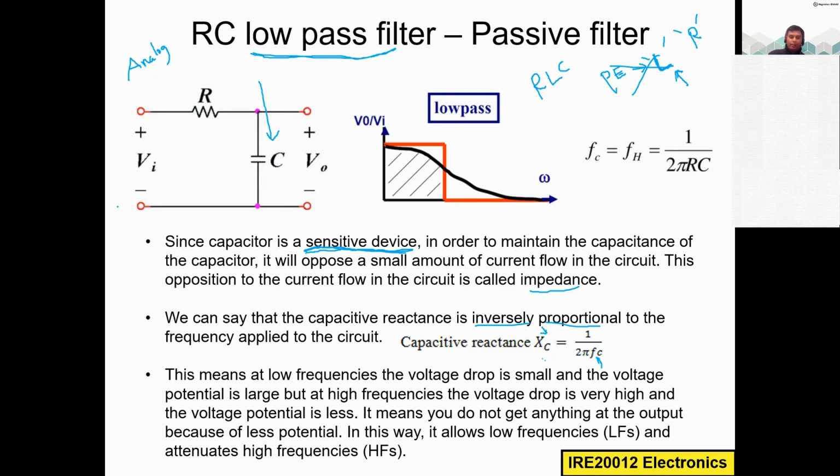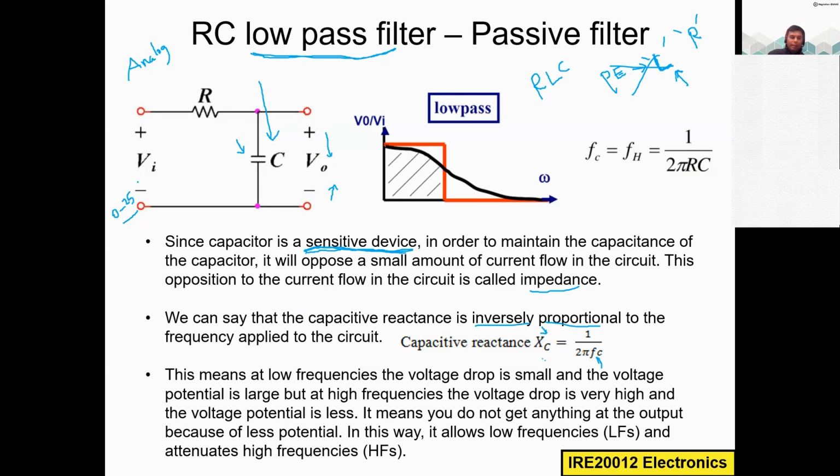So you are applying here. Now we will take the same example that we had seen just before, 0 to 25 kilohertz. So let us say this is the low frequency. At the low frequency, remember here, the voltage potential is very large across the capacitor, but the drop is very less. So when the voltage potential is very large, then we get the output signal here.